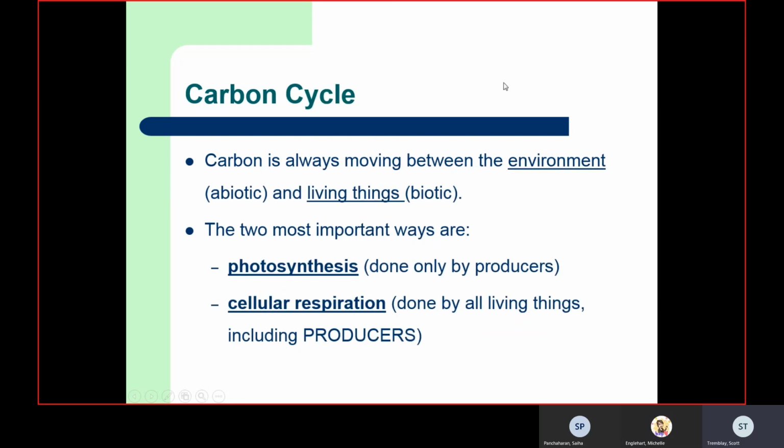Okay, the carbon cycle is always moving between abiotic and biotic, and we're going to see in a few minutes through these processes that carbon is one of the main elements that plants use to convert sunlight into chemical energy for us. So it's photosynthesis, which is being done by producers, and cellular respiration, which all living things use.